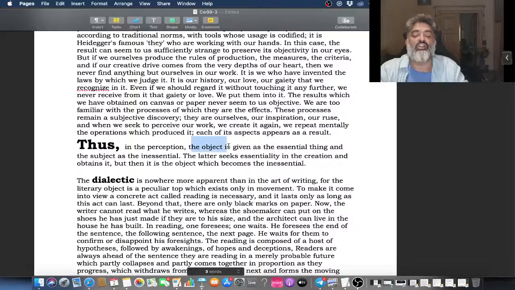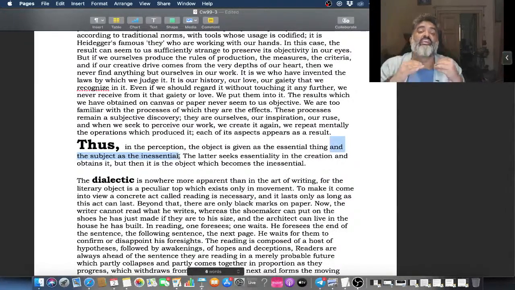The object, what do we mean by an object? The tree is the object, because you are the subject, you are watching, the tree is the object of your focus, is given as the essential thing. Okay, so let me read it again, because I do not know what it means. In the perception, the object is given as the essential thing, and the subject as inessential. So something is essential and something is inessential.